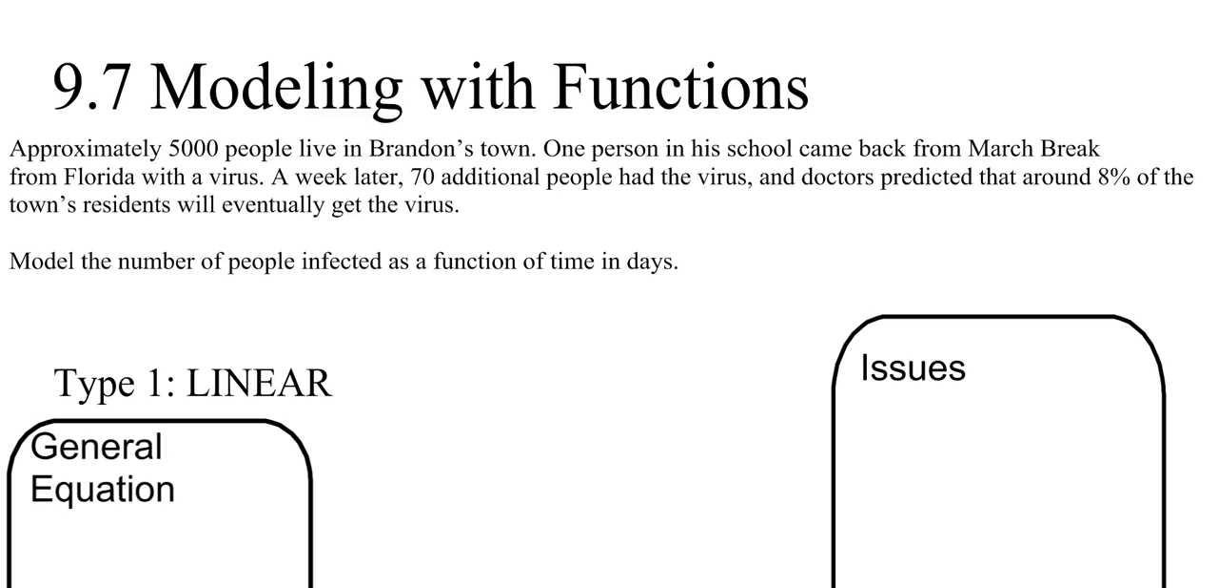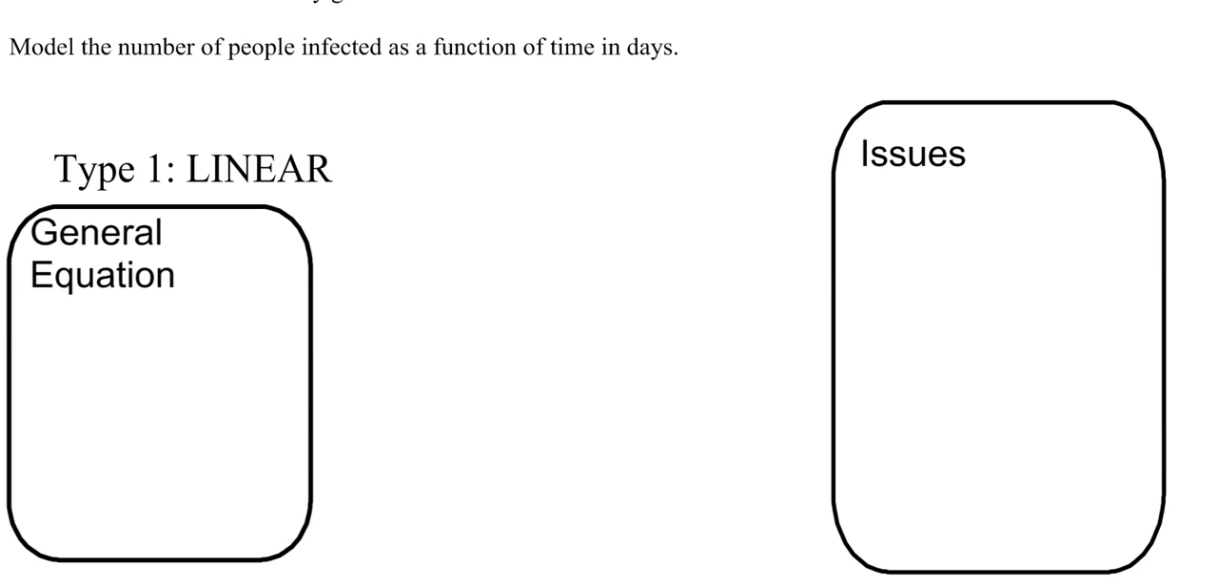Approximately 5,000 people live in Brandon's town. One person in his school came back from March break from Florida with the virus. A week later, 70 additional people had the virus, and doctors predicted that around 8% of the town's residents will eventually get that virus. We want to model the number of people infected as a function of time in days. Okay, so if we were in grade 9, the only thing that we could do is use a linear equation. So we're going to try it with the linear.